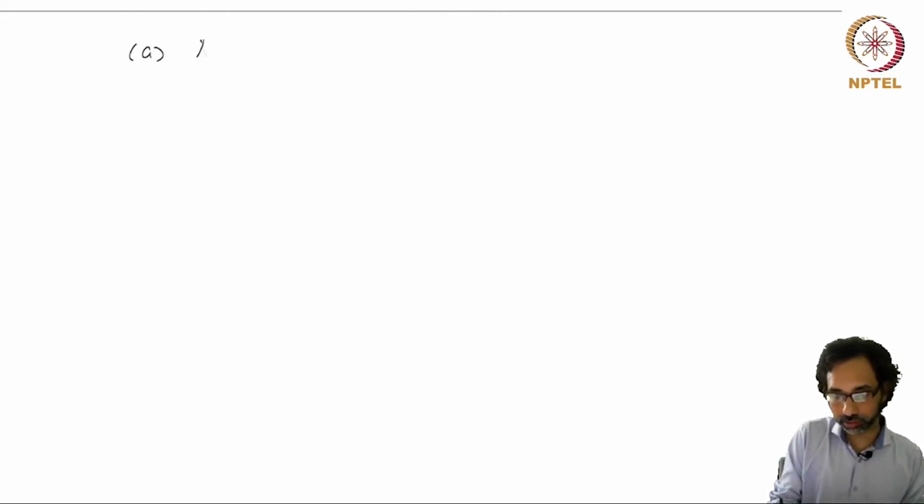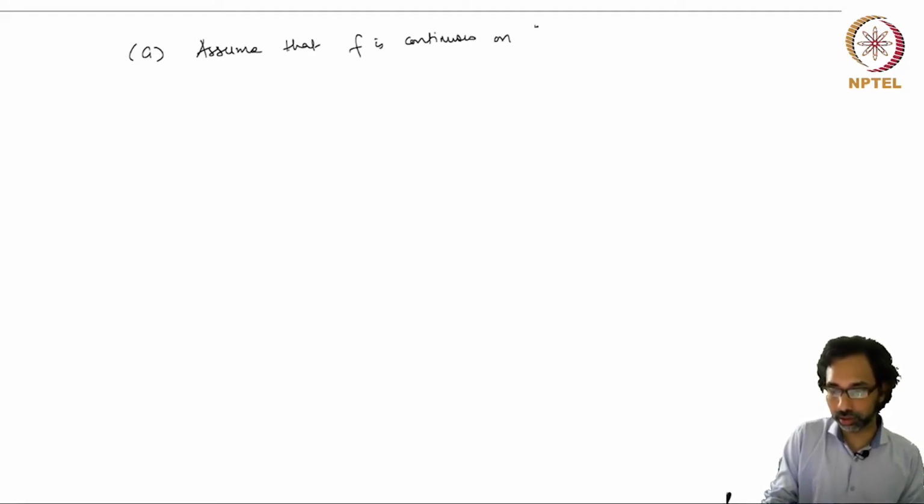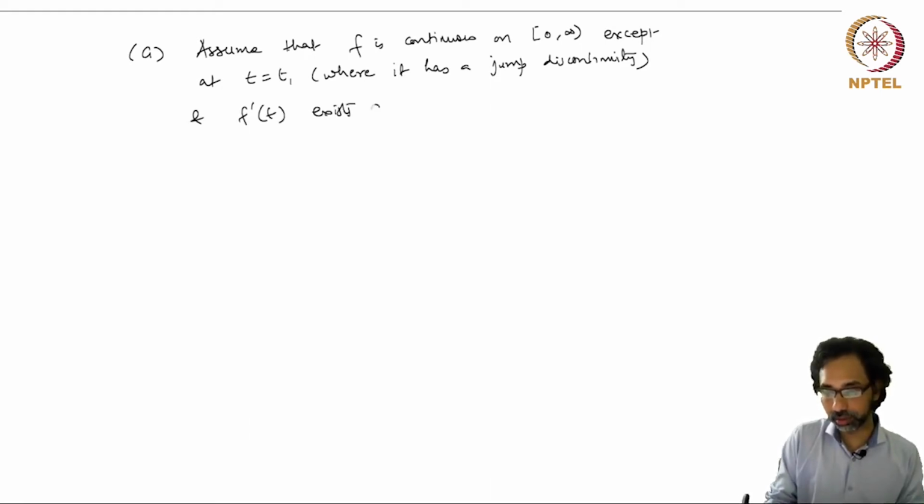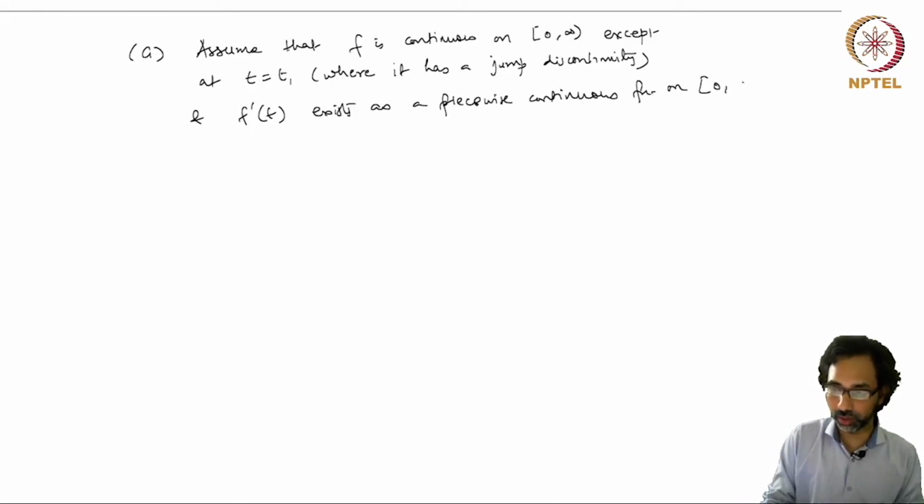So assume that f is continuous on 0 to infinity except at t equal to t1, where it has a jump discontinuity, and f prime of t exists as a piecewise continuous function on the whole interval 0 to infinity.